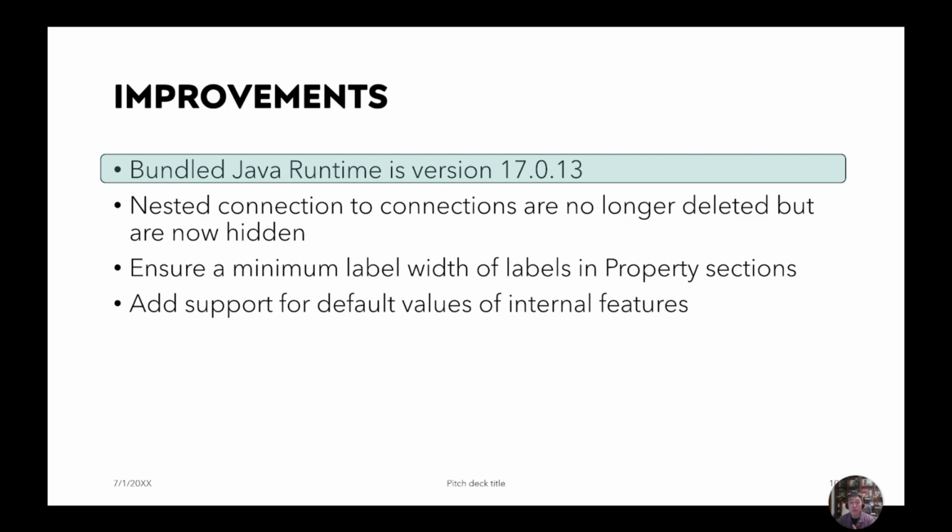Ensure minimum label width of label in property section. So this one is also interesting to me, but I couldn't understand whether there are really benefits from these improvements. Add support for default value of internal features. Maybe that's the internal feature.